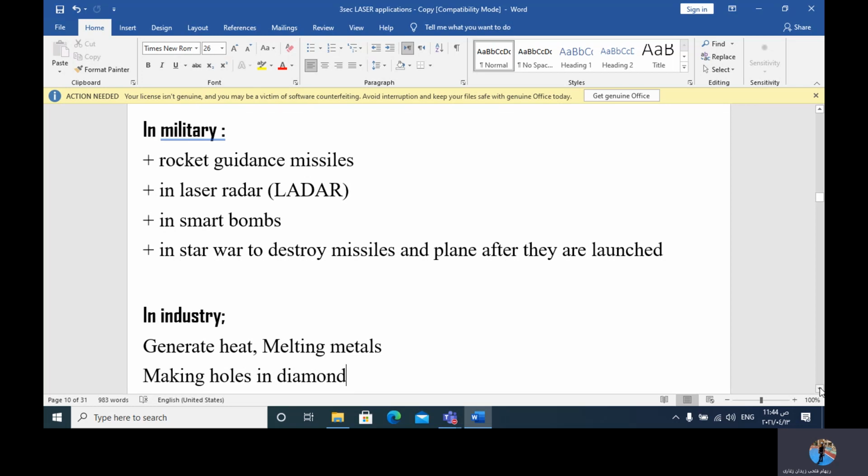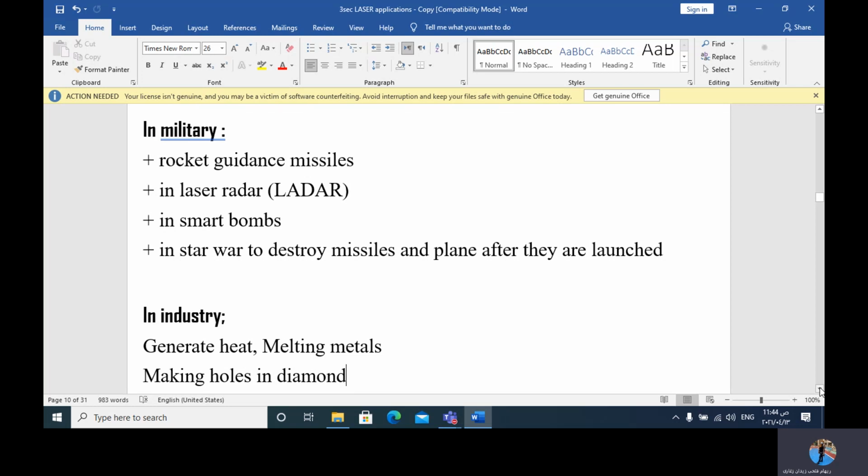Another application in military is smart bombs. Smart bombs have a certain technique. They can hit a target and they can leave some targets and hit the other. So that's why they call them smart bombs. They choose the target very well, and how do they operate? They operate using a device that depends on laser to hit a specific target and not the others.